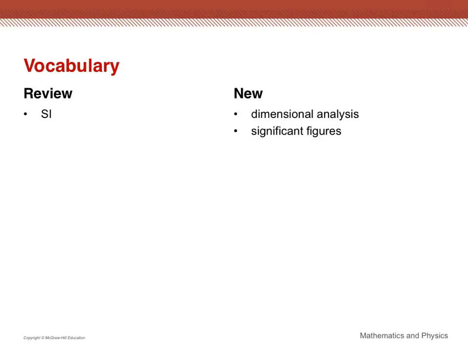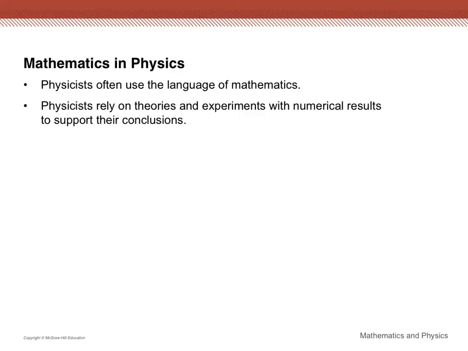So why is there so much math in physics? Physicists often use math as their language, and physicists rely on theories and experiments, and those experiments typically have numerical results to support their conclusions. It takes something that may be conceptual or qualitative, if you will, and turns it into something quantifiable or quantitative, meaning we can have a specific number that represents a situation. And with numbers comes mathematics.